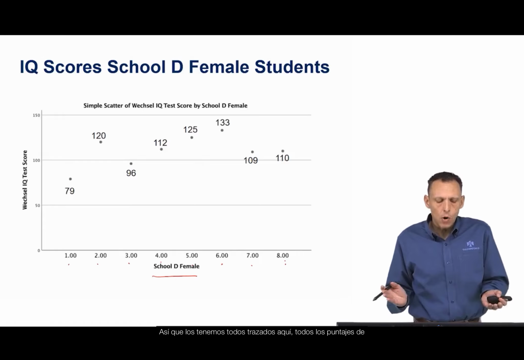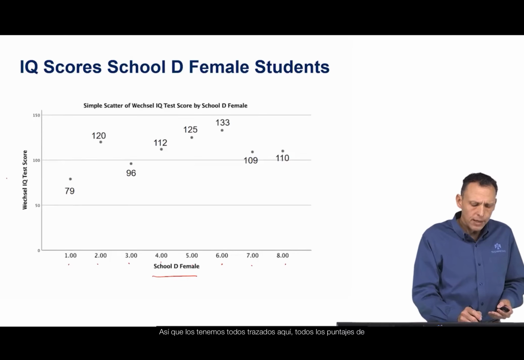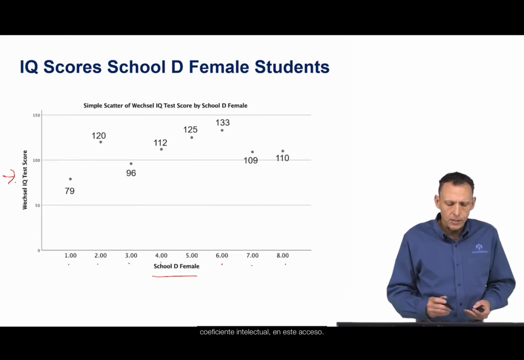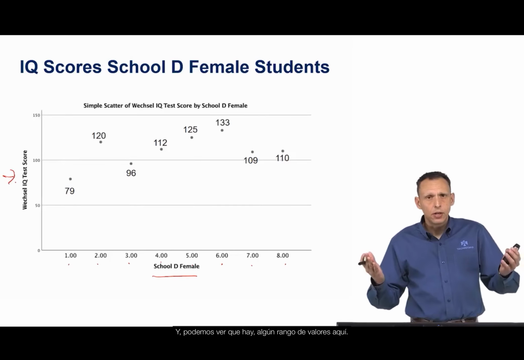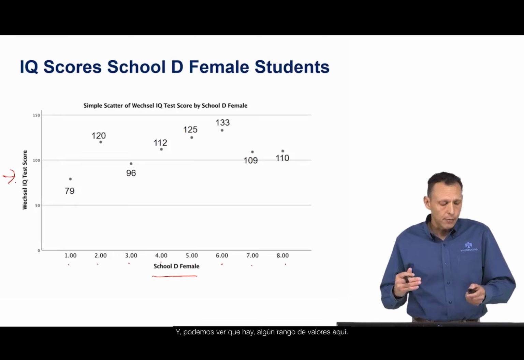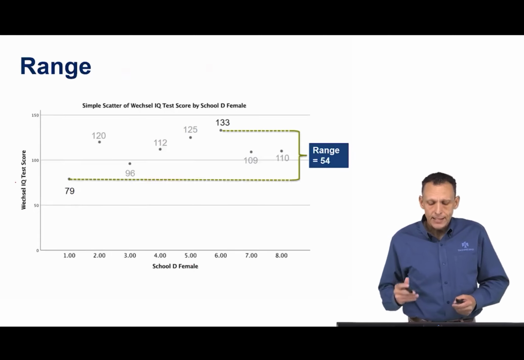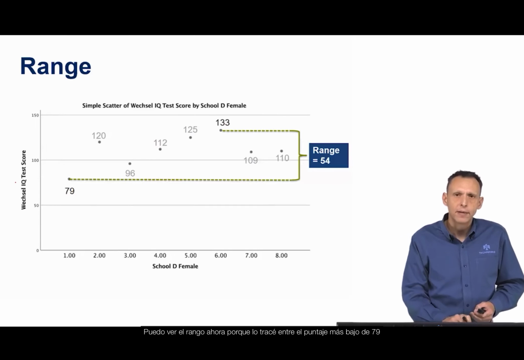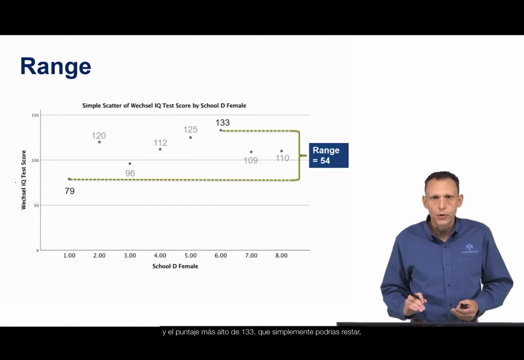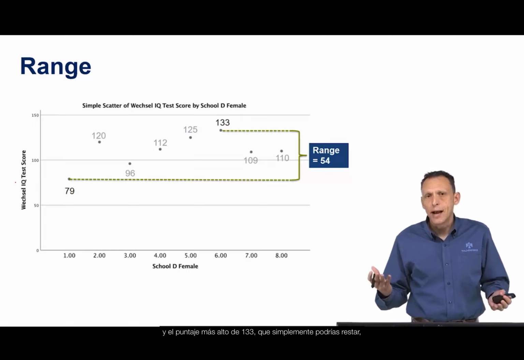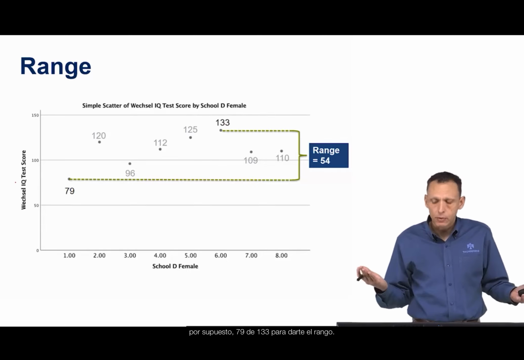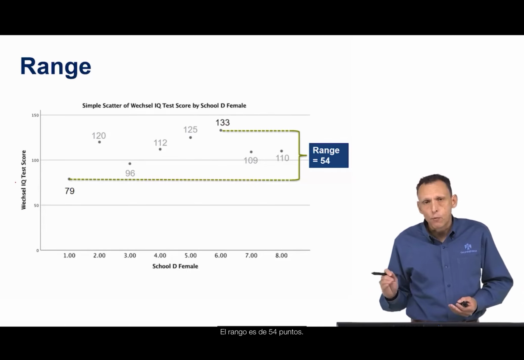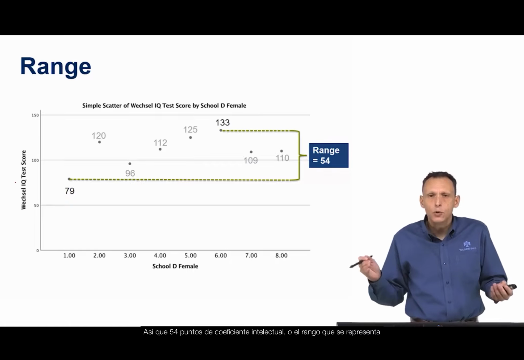So we have them all plotted here, all of the IQ scores on this axis. And we can see that there's some range of values here. And I want to actually represent that. I can see the range now because I've plotted it between the lowest score of 79 and the highest score of 133, which you could just subtract, of course, 79 from 133 to give you the range. The range is 54 points, so 54 IQ points.